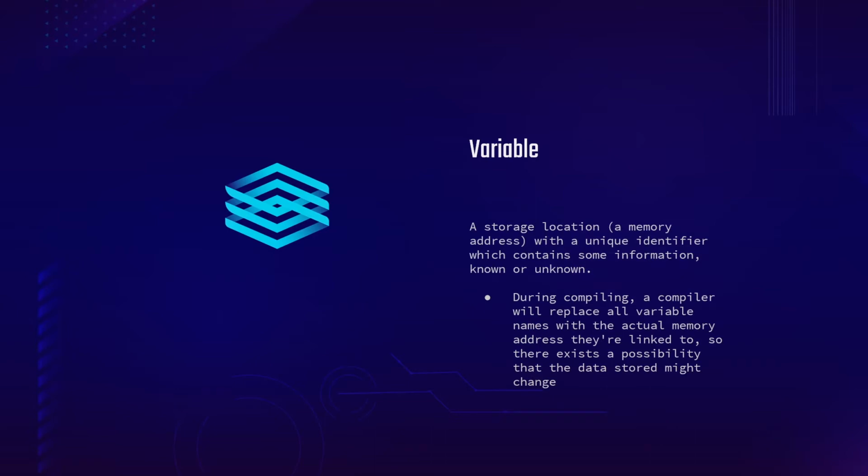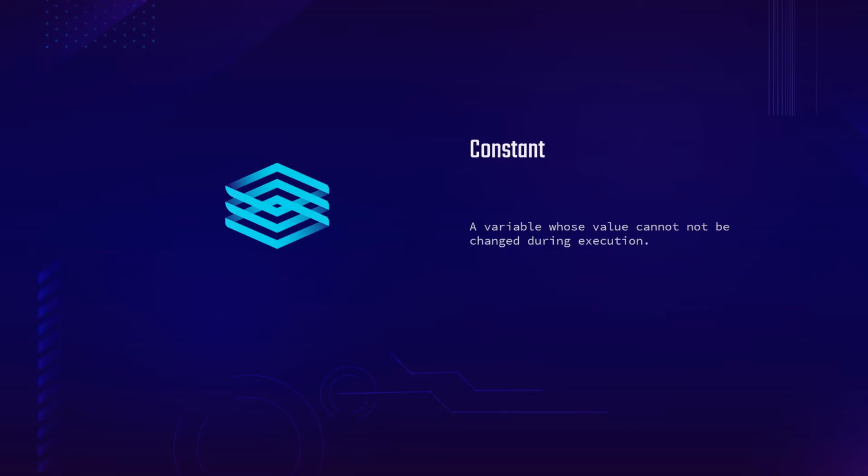in the program. A variable is just some storage location or a memory address with a unique identifier which contains some information, whether it be known or unknown, at any given point. Well, it's going to have to be known at some point though. During compiling, a compiler is going to replace all variables with the actual memory address that they're linked to. So there exists the possibility that data might be changed, whatever is stored. Not really going to be covering that today. That'll be a little later on, probably not too far. And a constant is a variable whose value can't be changed during execution.